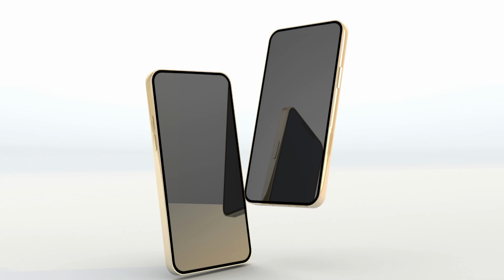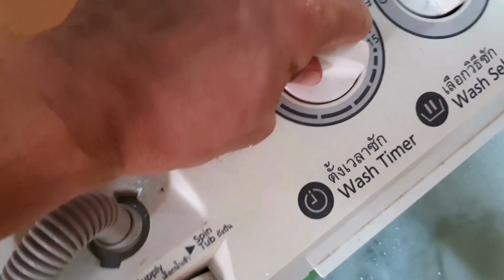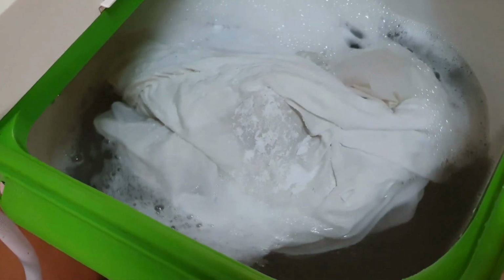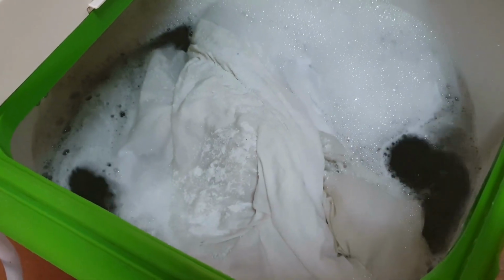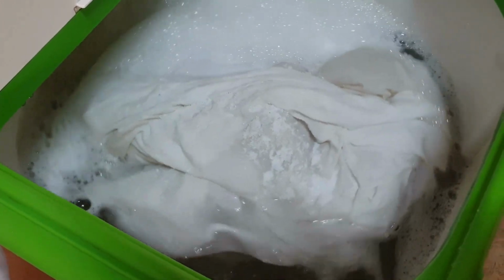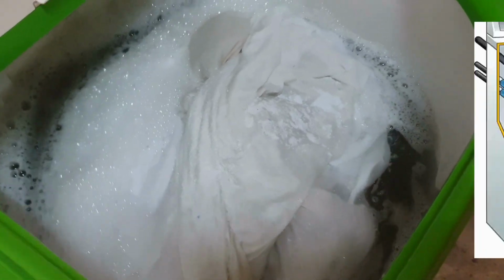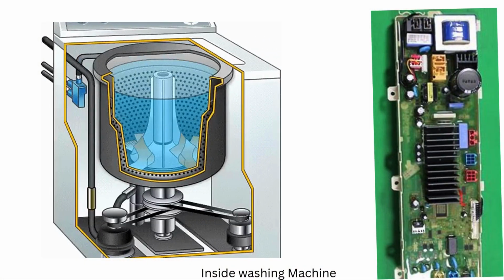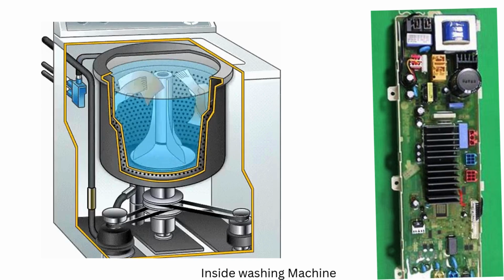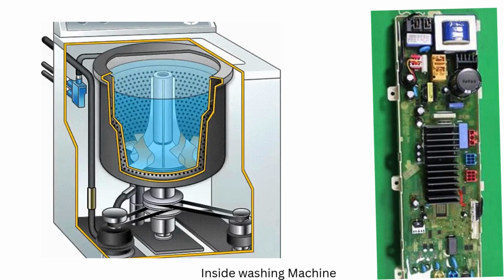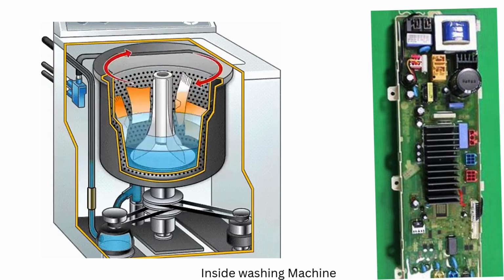Now, let's go from smart to sturdy. Think about your washing machine. You toss clothes in, press a few buttons, and boom, it washes, rinses, spins all by itself. But what's happening inside? There are relays to switch powerful motors on and off. Timers and microcontrollers run the program that determines how long each cycle lasts.